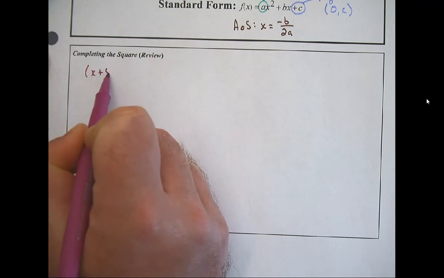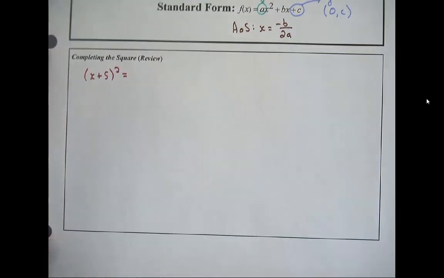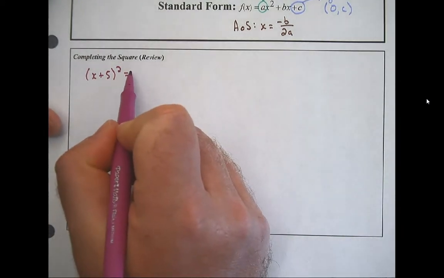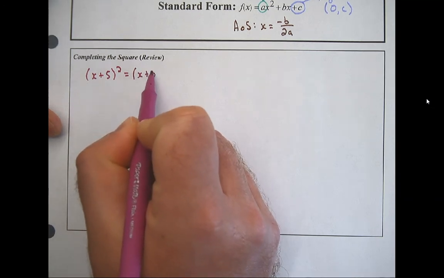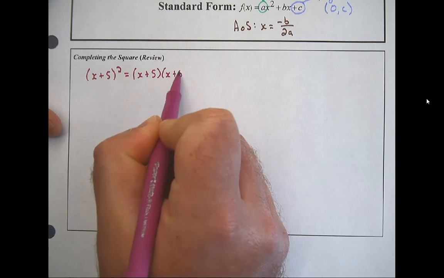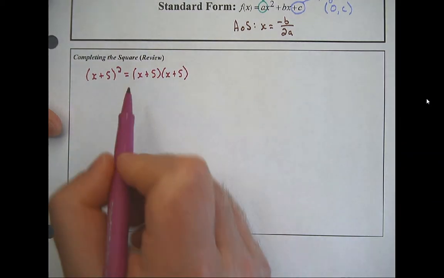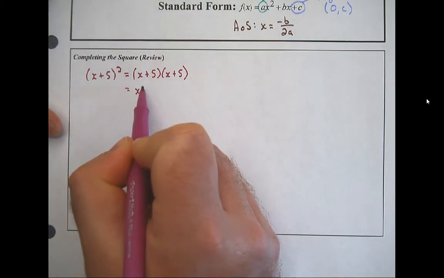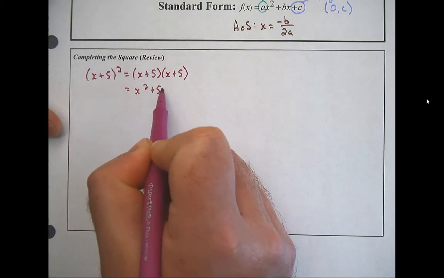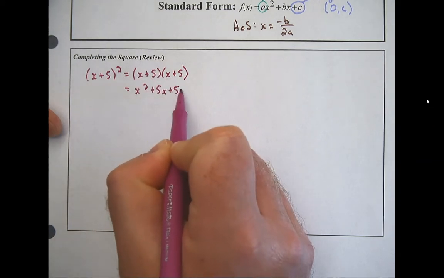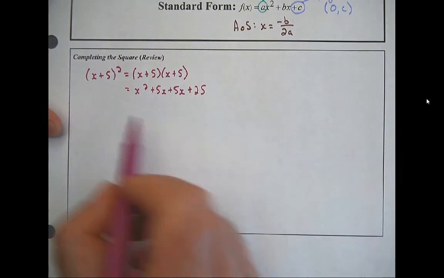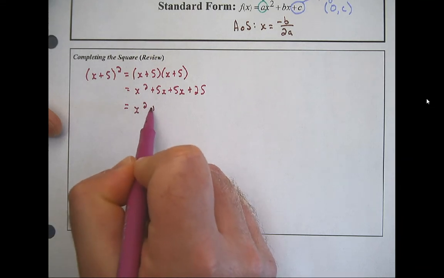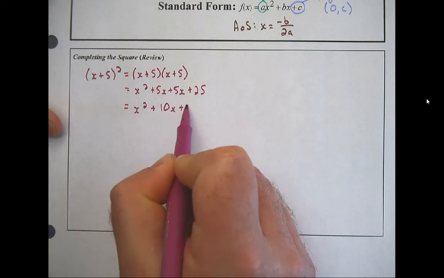So if I take x plus 5 squared, don't be that kid that says that it's x squared plus 25. It's not true. Put a number in there and see if it works out. It won't. X plus 5 squared means x plus 5 times x plus 5. Now I would start to distribute. X times x is x squared. X times 5 is 5x. 5 times x is 5x. 5 times 5 is 25. Now I can combine like terms: x squared plus 10x plus 25.